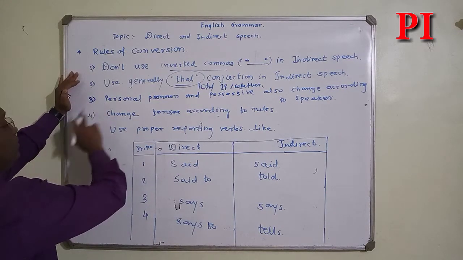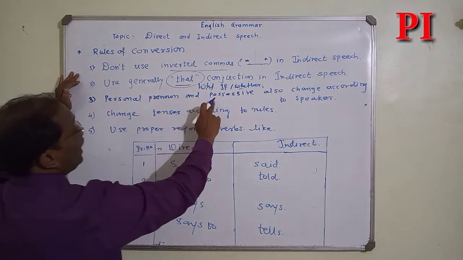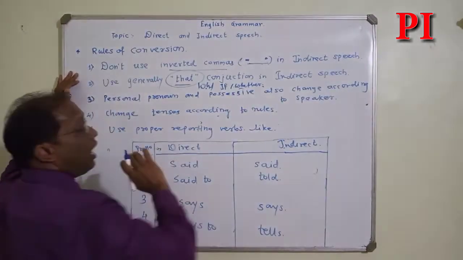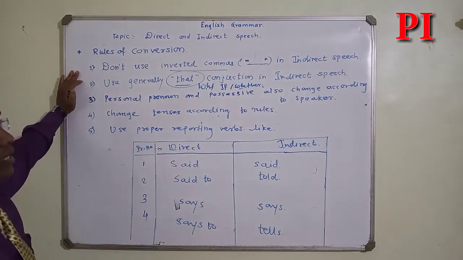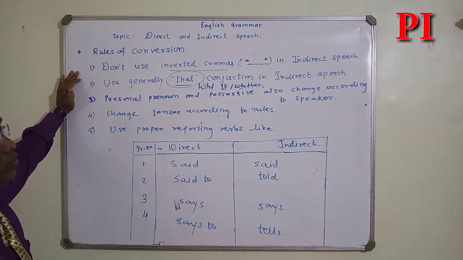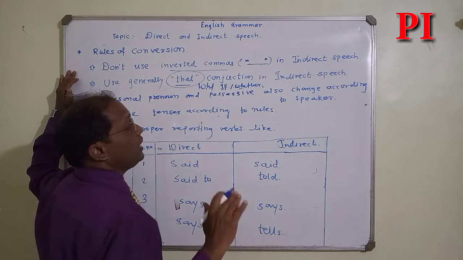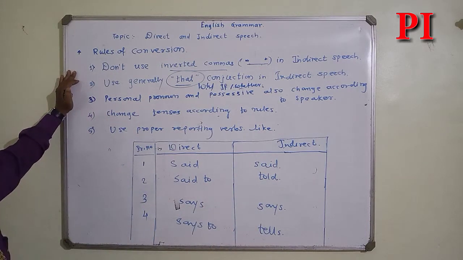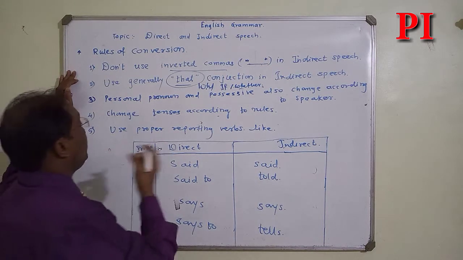Then the third rule: personal pronouns and possessives also change according to the speaker. I, we, us, you, your, he, him, it, she, her, its, they, them, their. These are all pronouns and possessives, and they change according to the speaker.